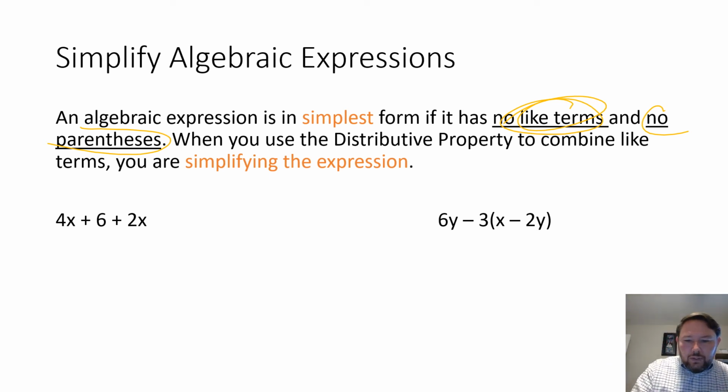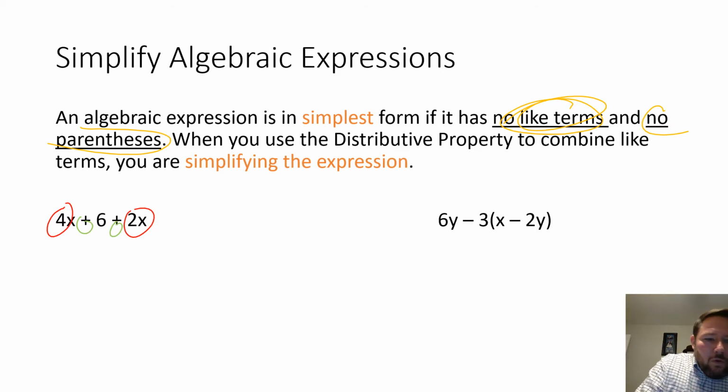So in our first one here, 4x plus 6 plus 2x. We have like terms, 4x and 2x, in this expression. So we're going to have to combine those some way, right? And no parentheses. Well, we already don't have any parentheses in this one. So really, all we're looking to do is combine these like terms. In this case, we're going to add them together because we have the addition sign here.